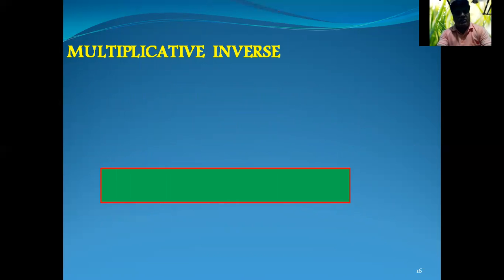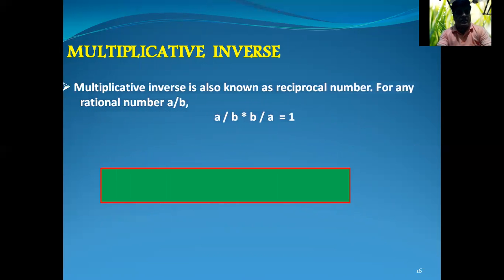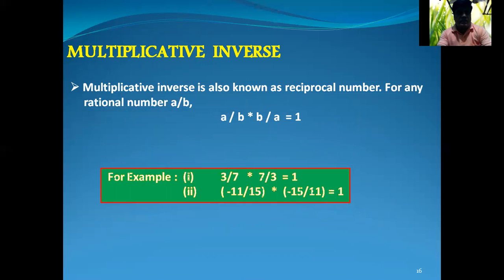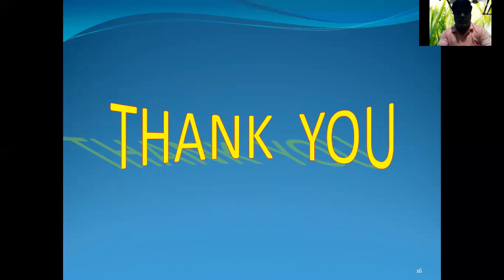Next, the following property of rational numbers is the multiplicative inverse. What is the multiplicative inverse for rational numbers? The multiplicative inverse is also known as the reciprocal. For any rational number a by b, a by b multiplied by b by a equals 1. That is, 3 by 7 multiplied by 7 by 3 equals 1, or minus 11 by 15 multiplied by 15 by 11 is also equal to 1.